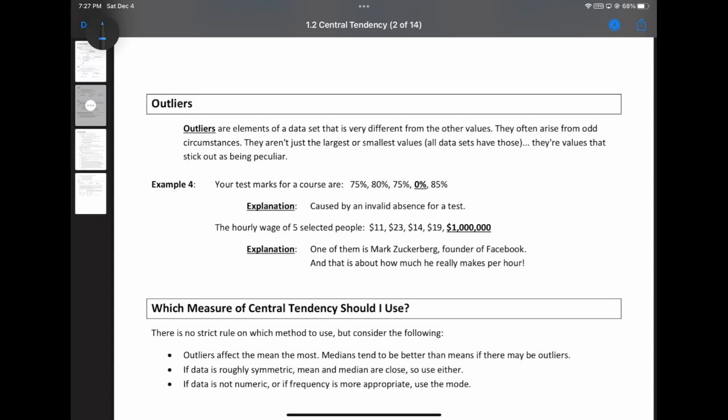Or you've got a suspicion why it's there, but it's there for a weird reason. It doesn't fall in line with the other values. Just as an example, if you have test marks of 75, 80, 75, 0, and 85, you're not going to say that 85 is an outlier because it's higher than all the others. It's still in the same ballpark. The 0 is the one that's way off. So that's the one that we would call an outlier.